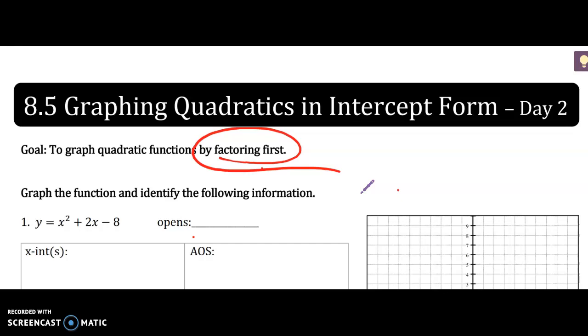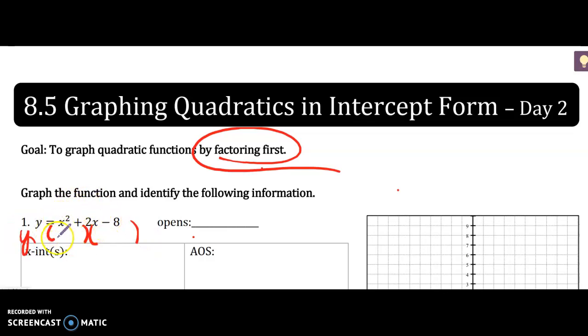y equals x squared plus 2x minus 8. This one's pretty simple. It does not have a leading coefficient. Remember, I always want to start by looking for a greatest common factor, which I do not have. So this one factors pretty easily into two binomials.